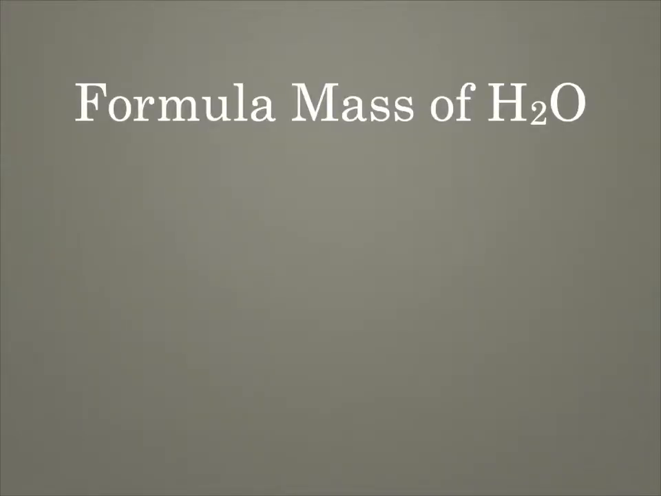So let's say that we wanted to calculate the formula mass of water. Basically what we're talking about is taking all of those atomic masses and adding them together. So for this we've got a hydrogen, a hydrogen, and an oxygen. Or we have 2 hydrogens and 1 oxygen.